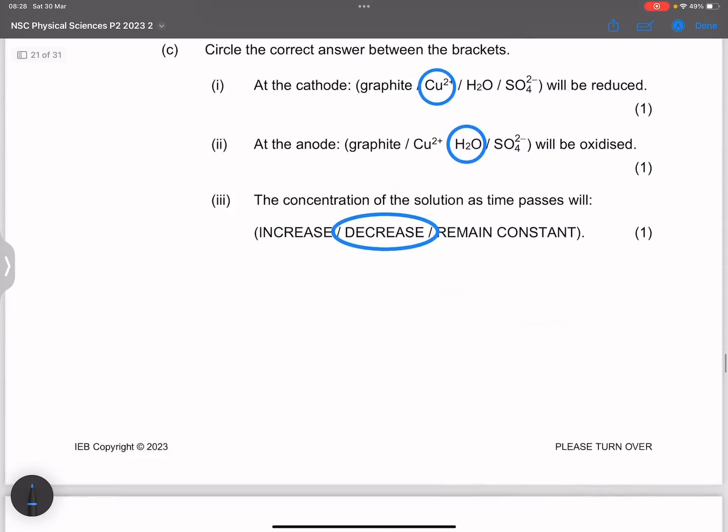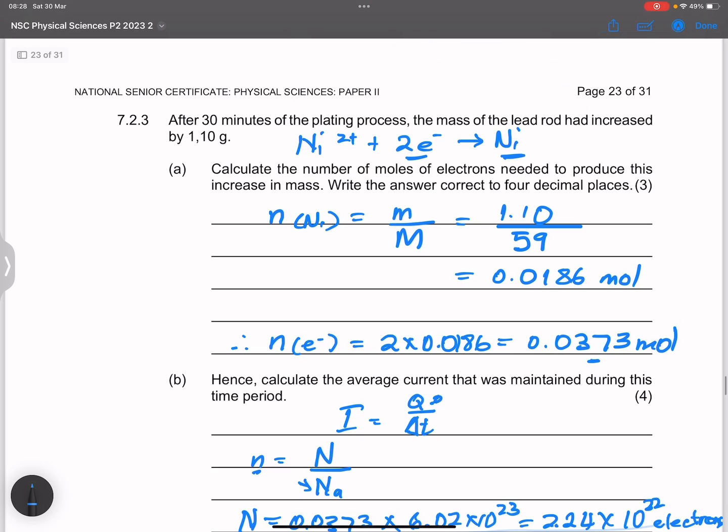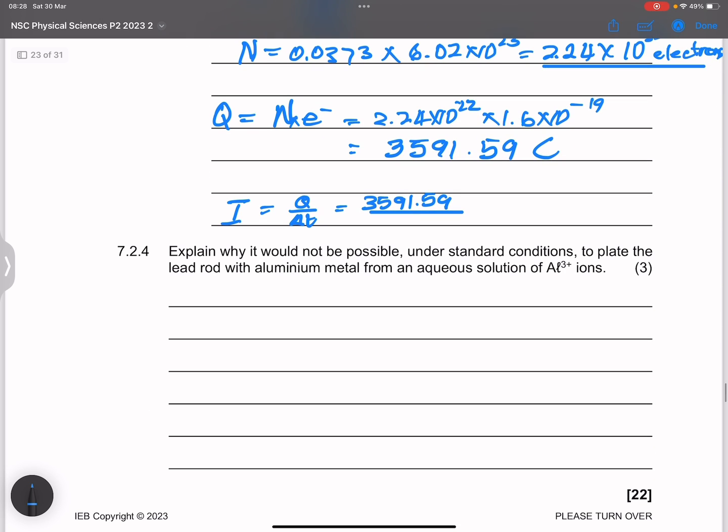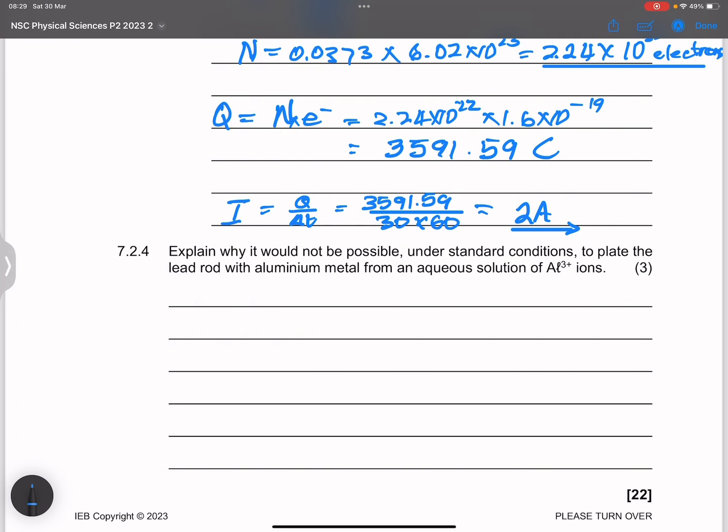If I remember correctly. No, I've gone too far now. Yeah, they did say 30 minutes, right? So I'm going to say 30 multiplied by 60. Remember, it has to be in seconds, right? So this is divided by 30 times 60. All right, so I get 1.995. That's about 2 amperes, so that is actually equal to 2 amperes of current. All right, I hope that you understood that.